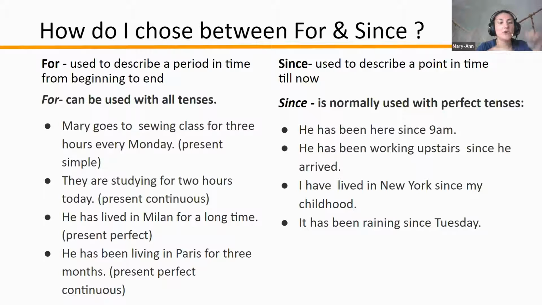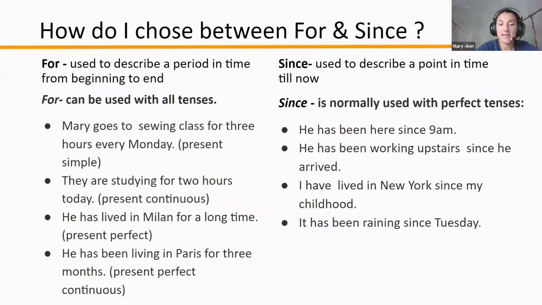So Mary goes to sewing class for 3 hours every Monday. Present simple to talk about routines. They are studying for 2 hours today. Present continuous. In this situation, for is often used to indicate a duration in the future. So the person might say, oh, they are studying for 2 hours today. They haven't started, but that's the plan.